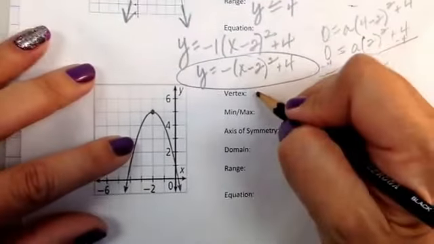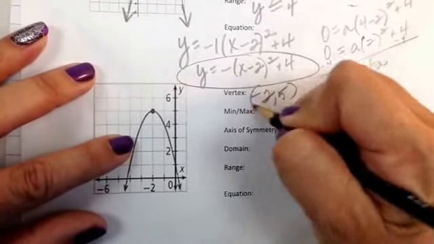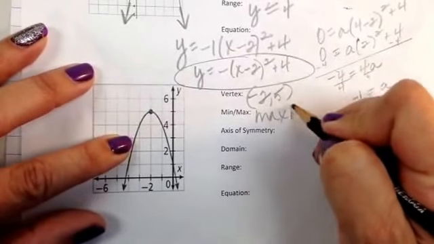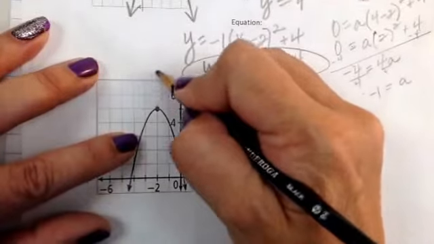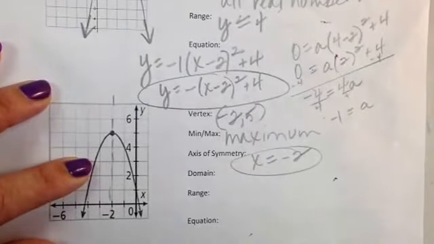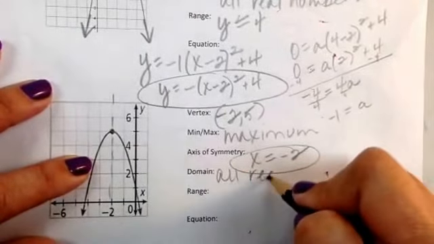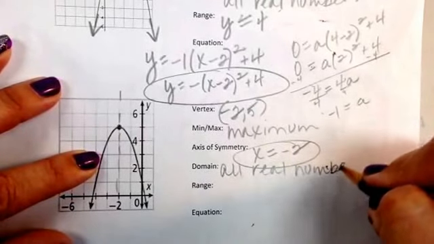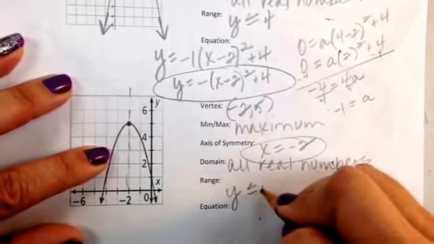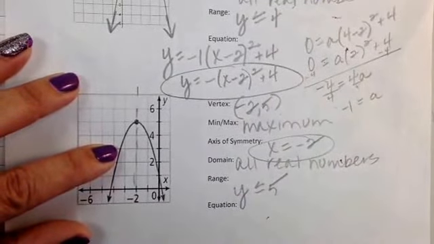Last but not least, I think we got it. The vertex is sitting at negative 2 and positive 5. This is a maximum. The axis of symmetry is going to be x equals negative 2, that vertical line equation, x equals negative 2. The domain, again, is going to be all real numbers. This parabola goes on and on. All real numbers. The range is going to be y values less than or equal to 5. That's the maximum it gets to.